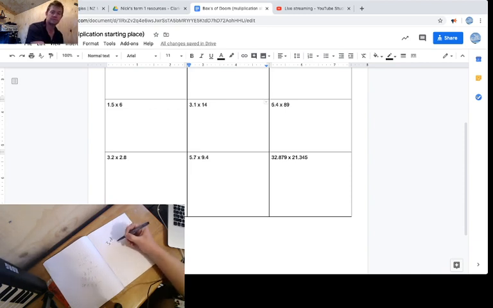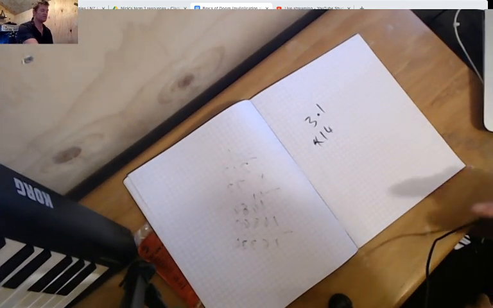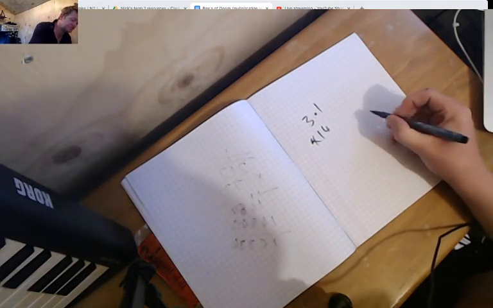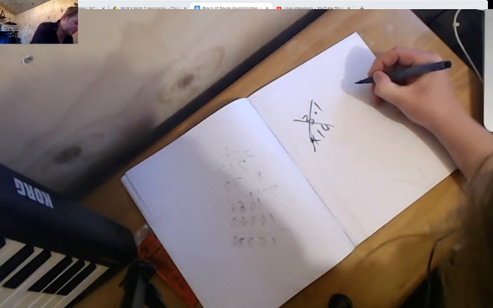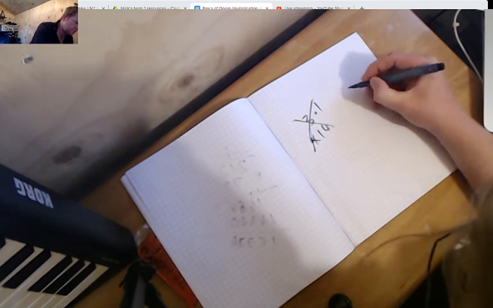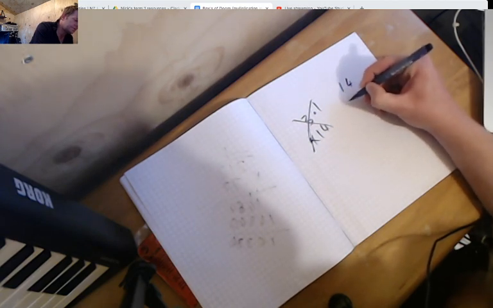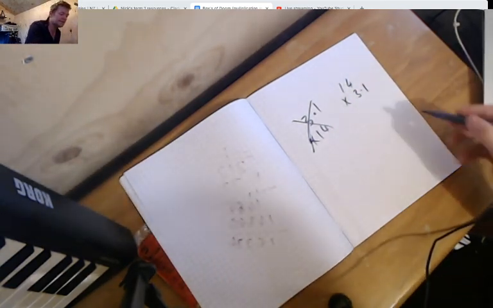3.1 times 14. Now, I've already written that out wrong. That looks awful, so I'm going to rewrite it once I've made your screen bigger. The reason why that's awful is I haven't kept my columns. So let's just write it out again properly: 14 times 3.1. Now that's how you properly write it out.